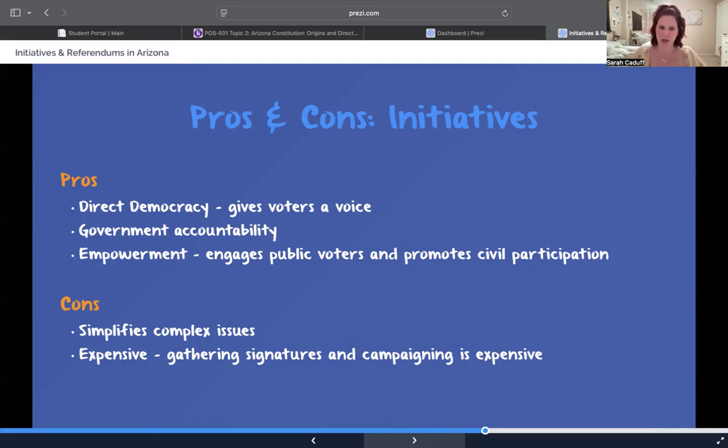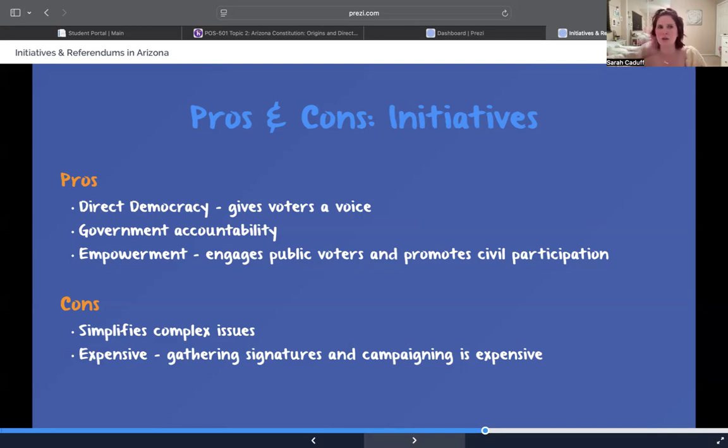Lastly, we're going to look at the cons. One of the biggest cons is that it simplifies complex issues. Oftentimes these laws that are going into place are complex or controversial. And the reason it simplifies those complex issues is because you are putting a strict yes or no. It's very black or white, yes or no. If you say yes, then this is what happens. If you say no, this is what happens. Although these issues sometimes might be complex, you're putting them into a simplified yes or no.